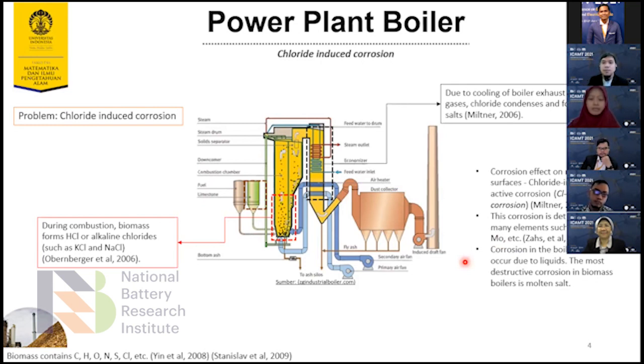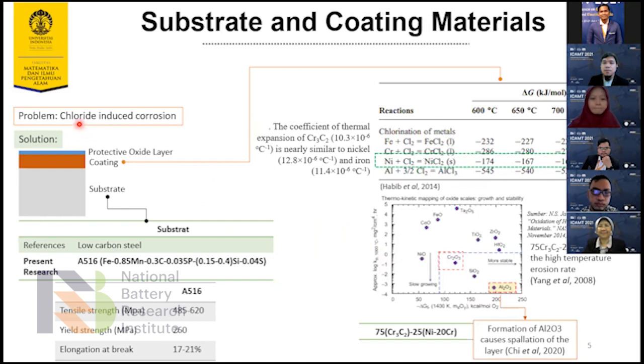And corrosion in boiler can also occur due to liquid. The most destructive corrosion in biomass boilers is molten salt. So the problem in co-firing biomass and power plant is chloride-induced corrosion. Coating is the most economical, easy, and efficient problem solution.